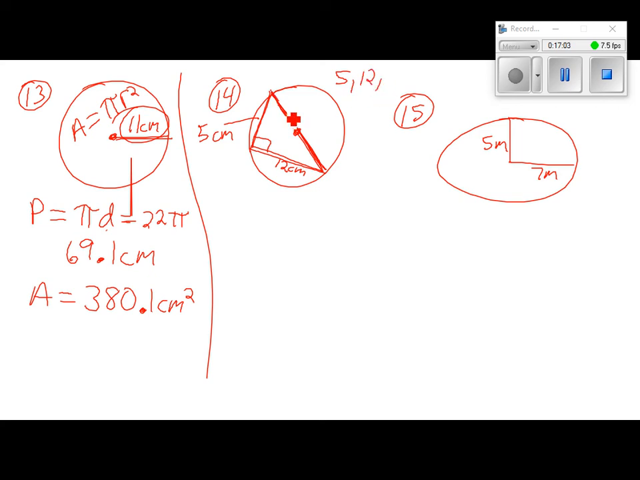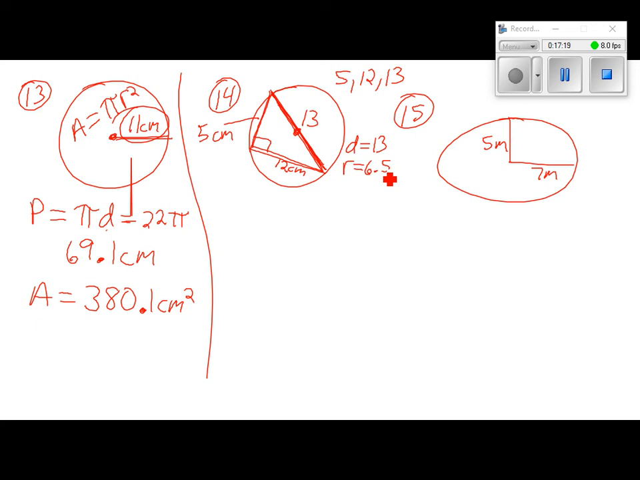Well, then that means that hypotenuse has to be 13 because it fits in that Pythagorean triple, or that Pythagorean family, and you could have used the Pythagorean theorem to find that also. So we now know that the diameter is 13. Well, that means the radius is 6.5.